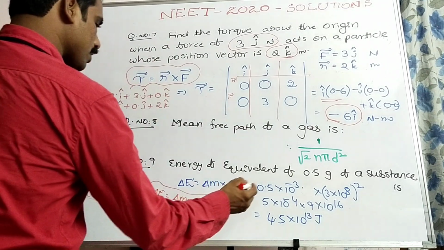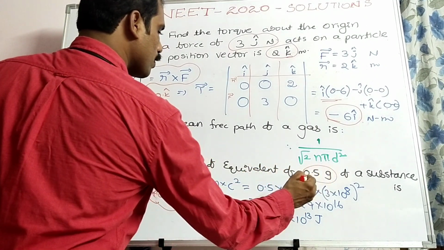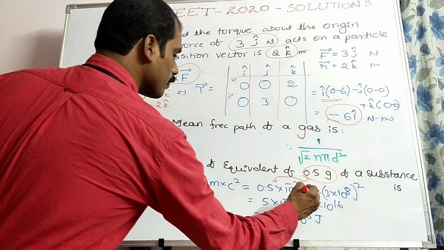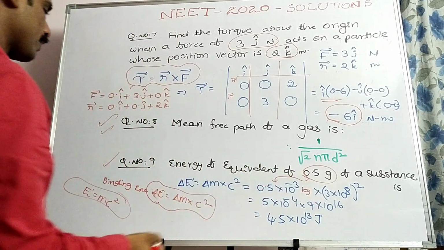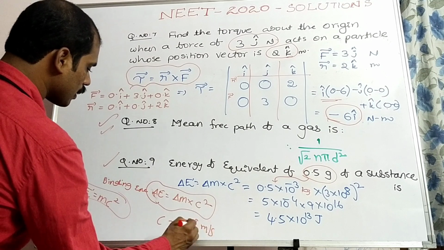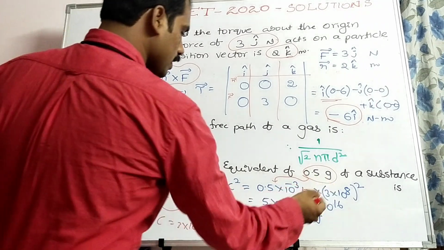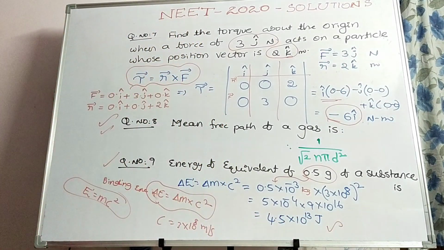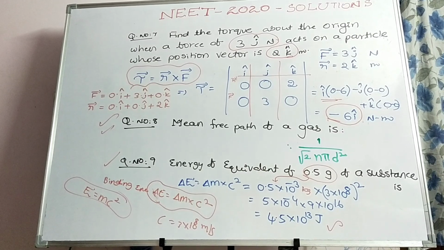Now by converting the 0.5 gram into 0.5 into 10 power minus 3 kg, and speed of light c is equal to 3 into 10 power 8 meter per second, c squared can be written as 9 into 10 power 16. Finally we can obtain 4.5 into 10 power 13 joules.